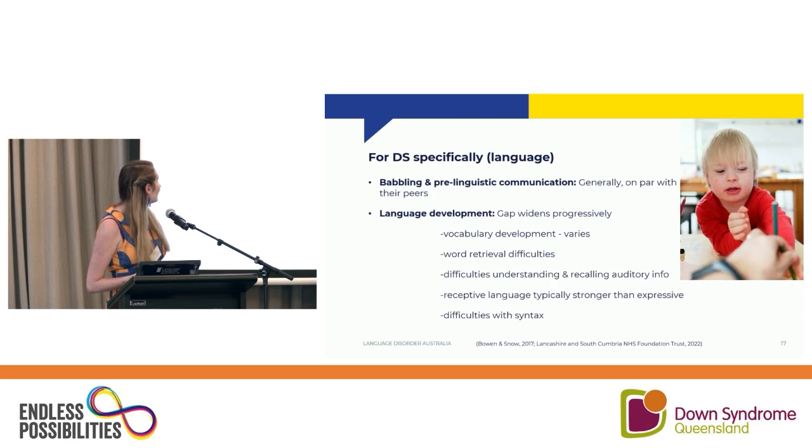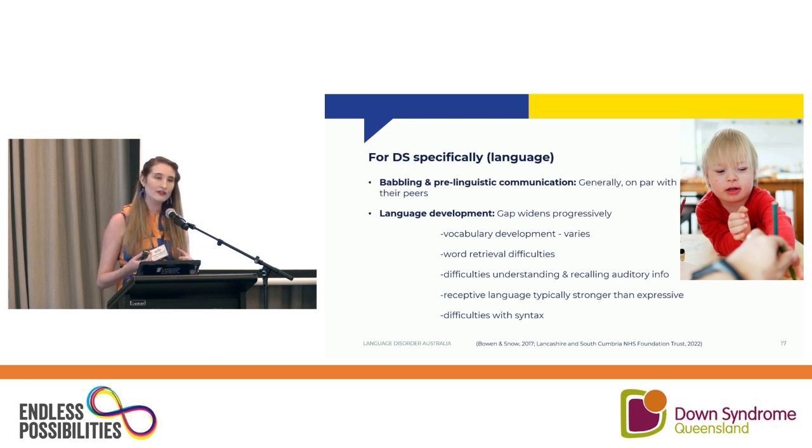Now, when we look at our populations, especially our kiddos with Down syndrome, these are some things that we need to consider, especially from a classroom perspective. Generally, we're saying that our babbling and pre-linguistic communication, so that's our early things like joint attention, our play skills, imitation skills, generally can look to be quite on par with their peers.